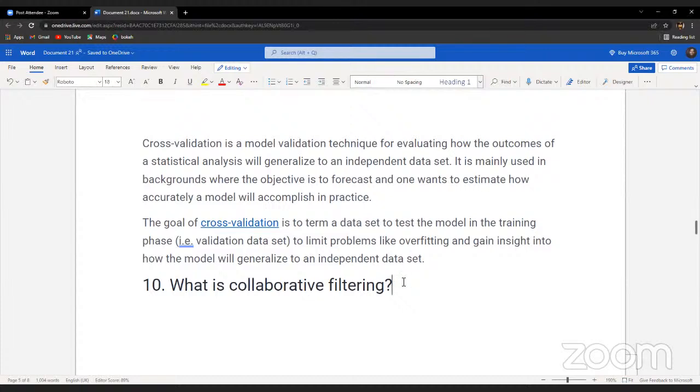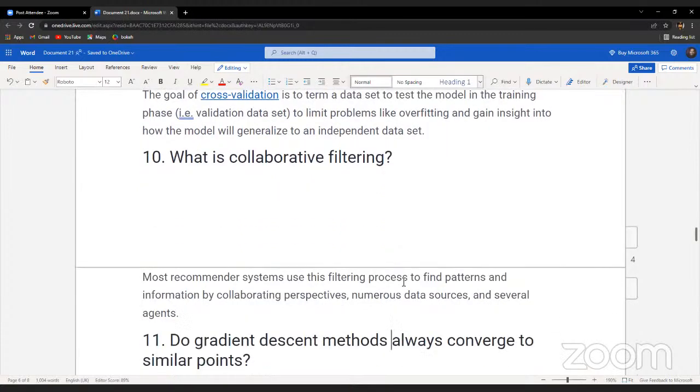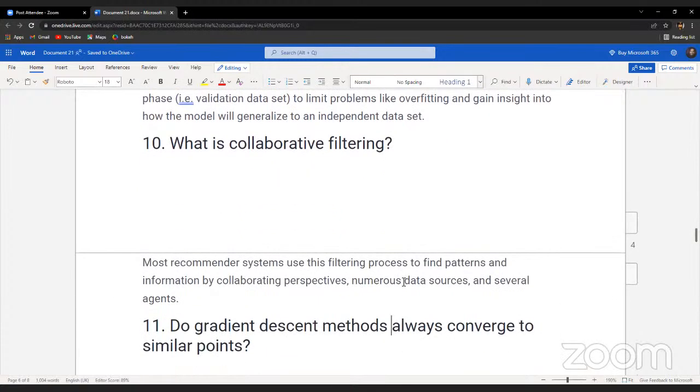Yeah, as we look into collaborative filtering, most recommender systems use this filtering process to find patterns and information by collaborating perspectives, numerous data sources, and several agents. To gain information by using all these circumstances, we use collaborative filtering.